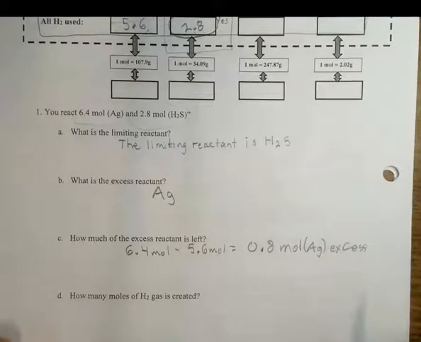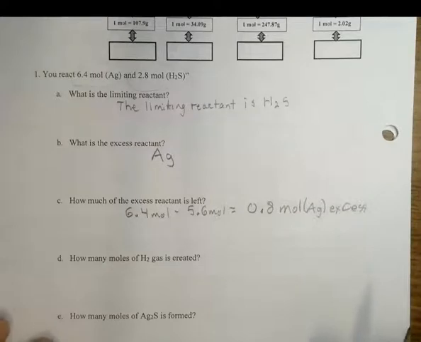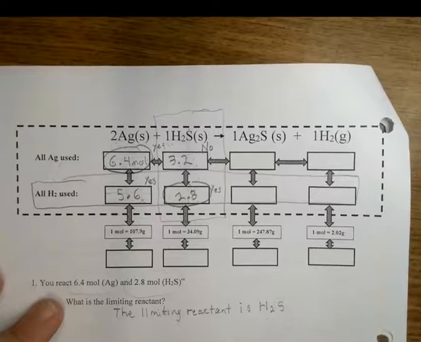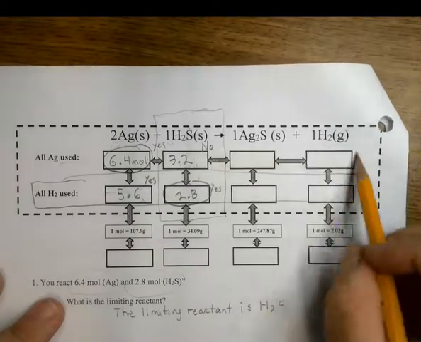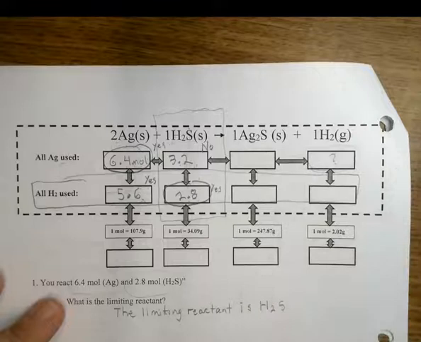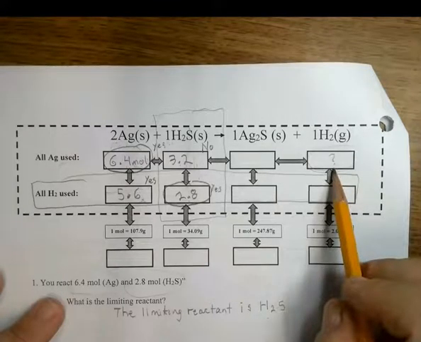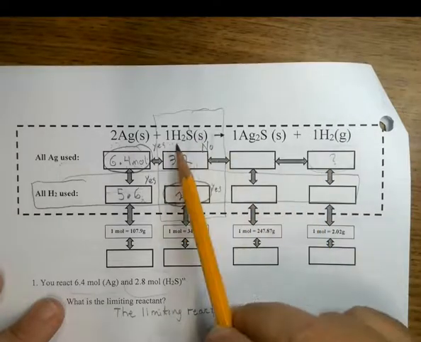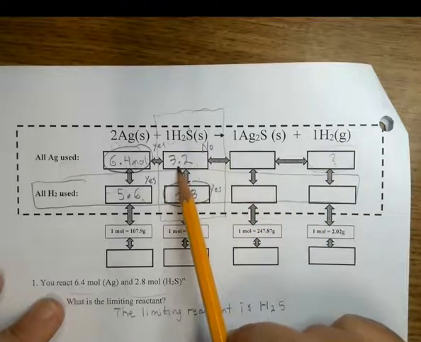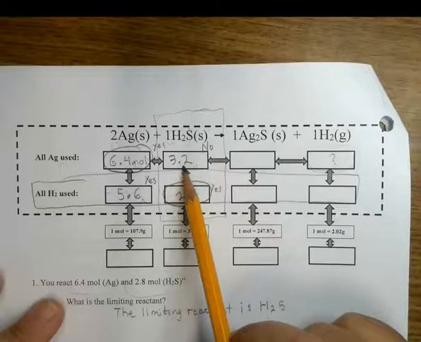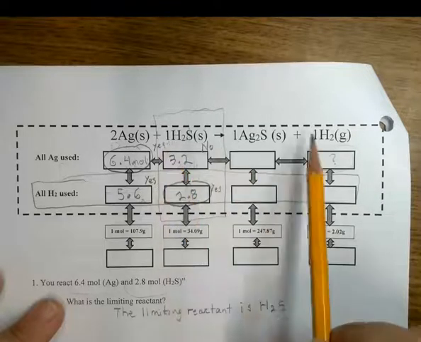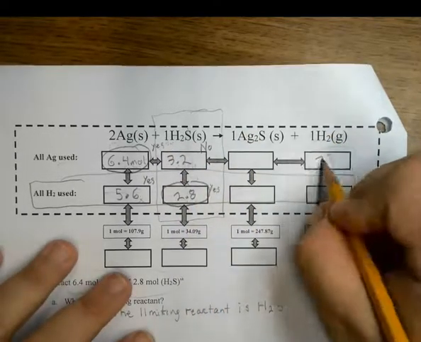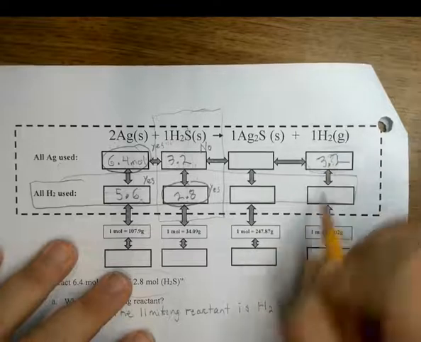Okay, next question. How many moles of H2 gas is created? So, again, this is not difficult. I just come over here. I want to know how many moles. This is my question mark there. How many moles of H2 gas is created? So I just find a relationship. This is a 1-to-1 relationship. That's the easiest one to use. So if I have 3.2 moles of H2S, and there's the same number of moles of H2 as H2S, that means over here I have 3.2 moles of H2 gas.